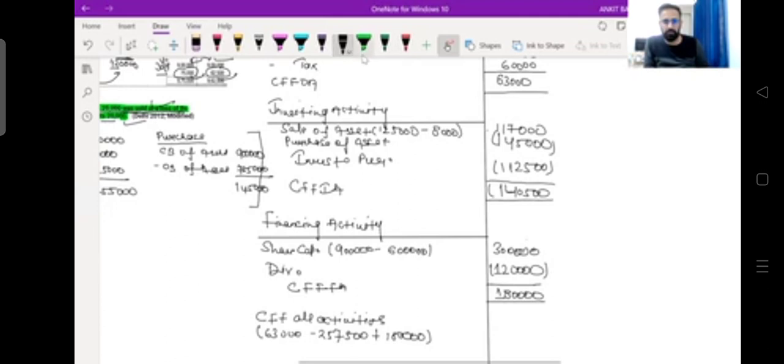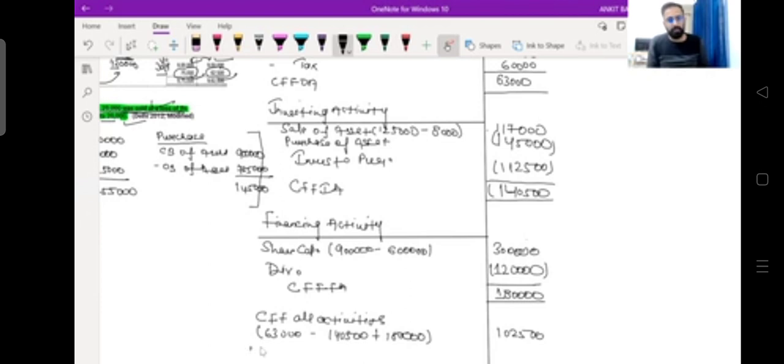And if I do the total here, there will be change in the value. So now it is 1,40,500. So we will see here. It will be 63,000 minus 1,40,500 plus 1,80,000. So here value is going to be 1,02,500. Yeah, I think now it is correct.